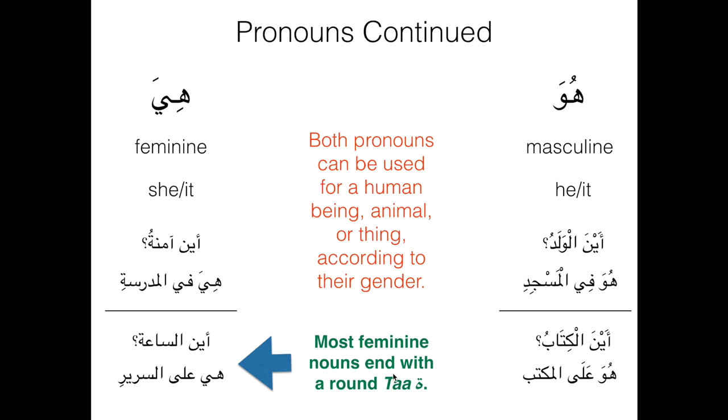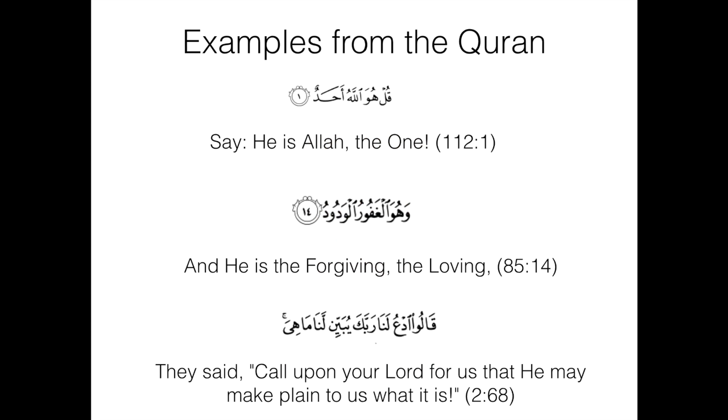Most of the feminine nouns end with the ta marbuta. Okay, this is ta marbuta. This is a sign that this noun is feminine. We can see madrasa. We have the word sa'a. Okay, this is a proper name. The proper names, some of them have the ta marbuta, some do not. But we can see the word madrasa and the word sa'a, they're both feminine. Why? Because of the ta marbuta at the end. So this tells us that it's feminine.